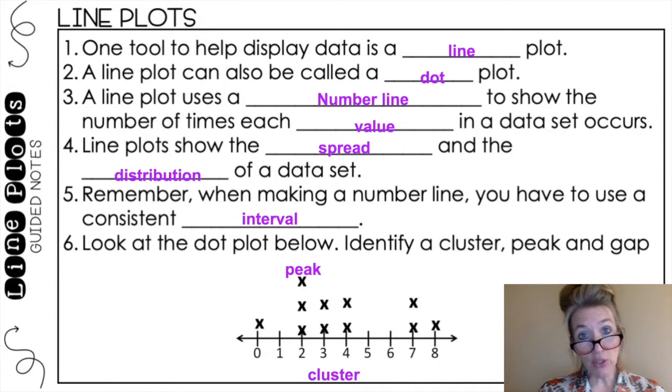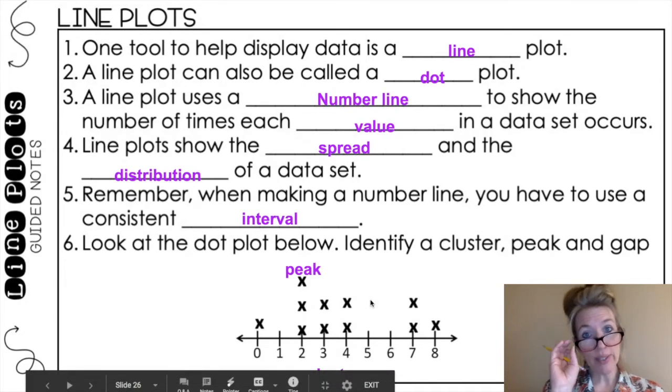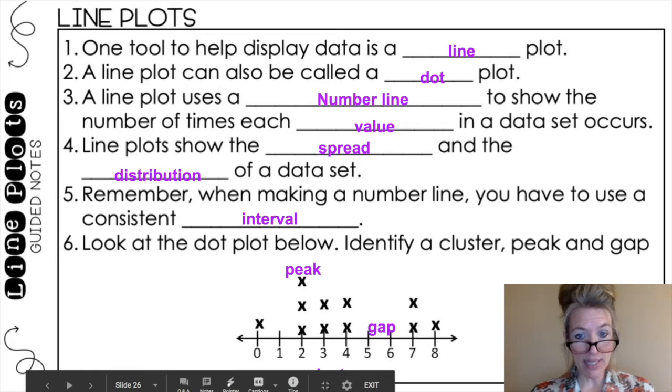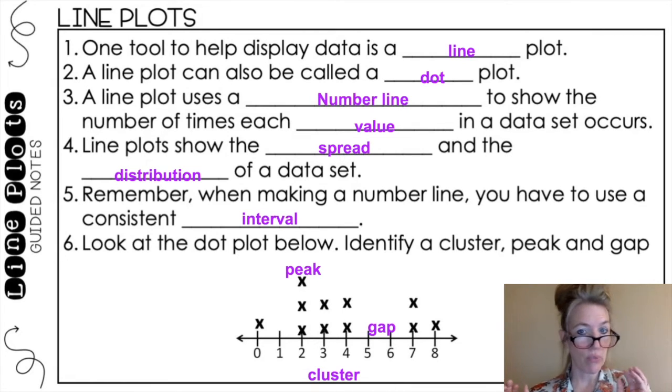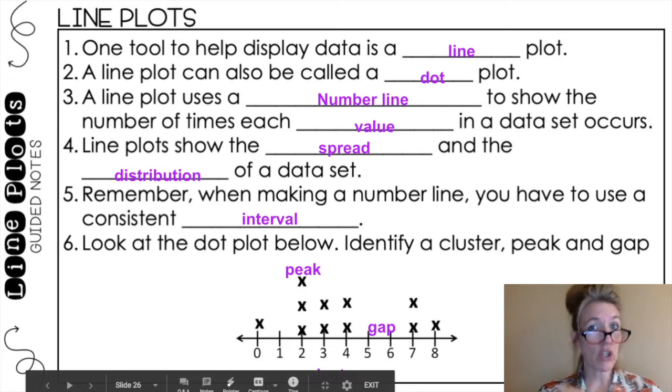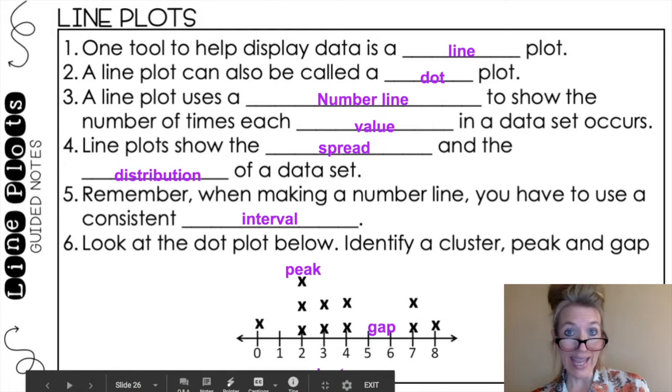And then the last word is gap. You always want to look at where the gap is in your data. In this case, the gap is happening at 5 and 6. That means that there were no answers that were number 5 and number 6. So maybe you have to go research that and find out why that is happening.